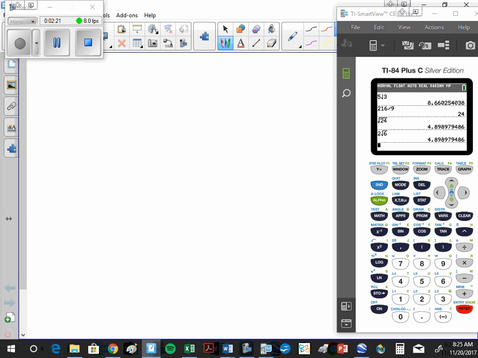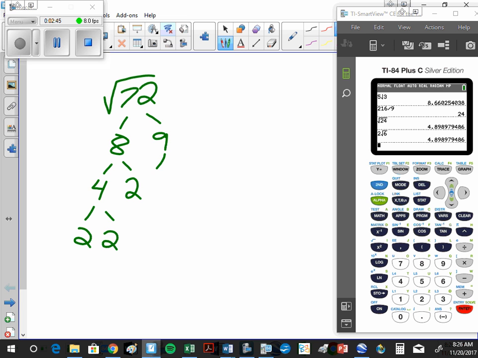All right, what if I had, let's say, the square root of 72? What goes into 72? 8 and 9, 4 and 2, 2 and 2, 3 and 3, and I'm going to go through and get rid of everything that factored. Do I have any pairs? A pair of 2's and a pair of 3's.